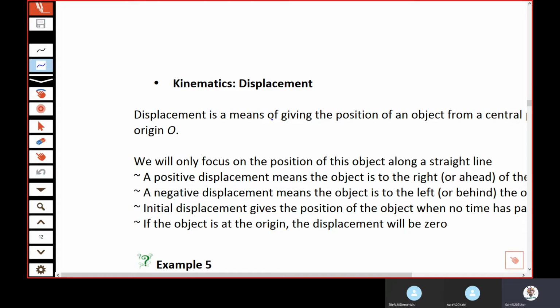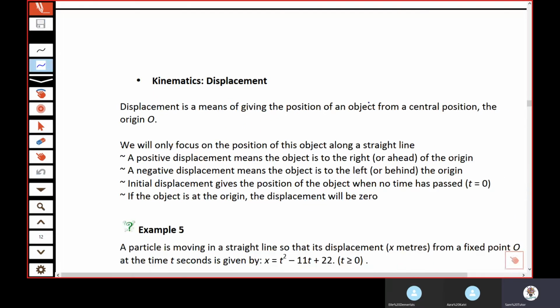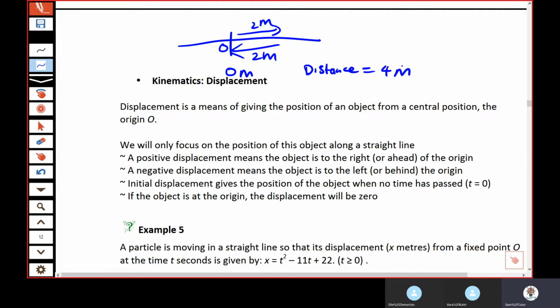So the first word is displacement. Displacement is a means of giving the position of an object from a central position, the origin O. Be careful, displacement does not mean distance. If I told you here's a line, this is the origin, and I went 2 meters this way, then 2 meters back, my displacement is 0 meters. But my distance is obviously 4 meters. So be careful, displacement's a bit different to distance.